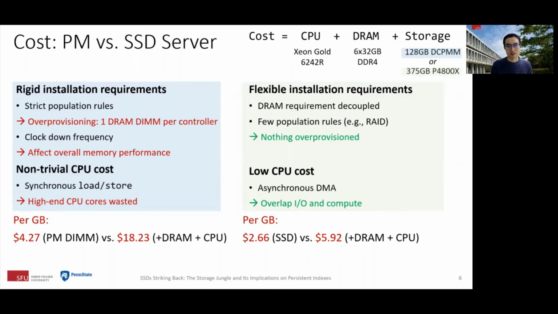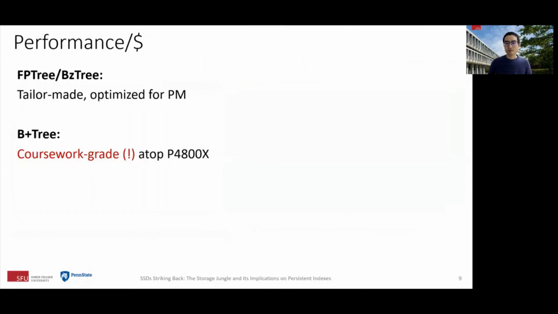for the PM server. So here, as we can see from the numbers, the DRAM and CPU cost subvert PM's cost effectiveness. Now let's look at performance per dollar numbers. So we tested three tree structures. Two of them are PM tailored, FP tree and BZ tree. And for B plus tree here, we coded up very quickly a coursework-grade code base that uses a buffer pool on top of this P4800 SSD.